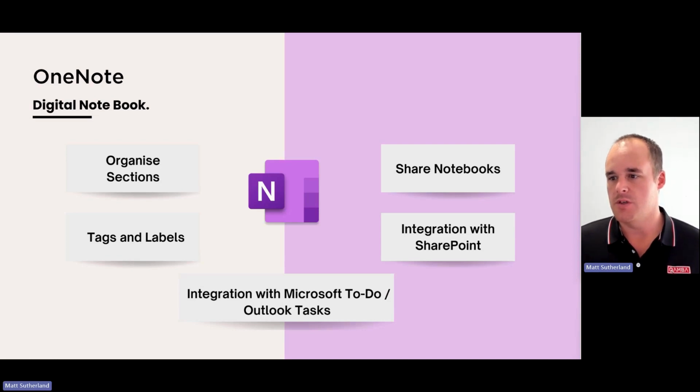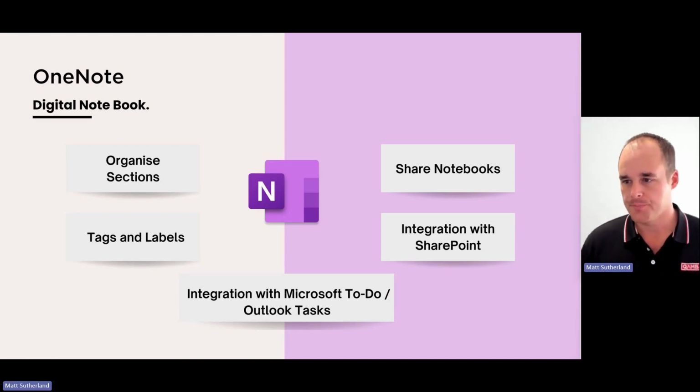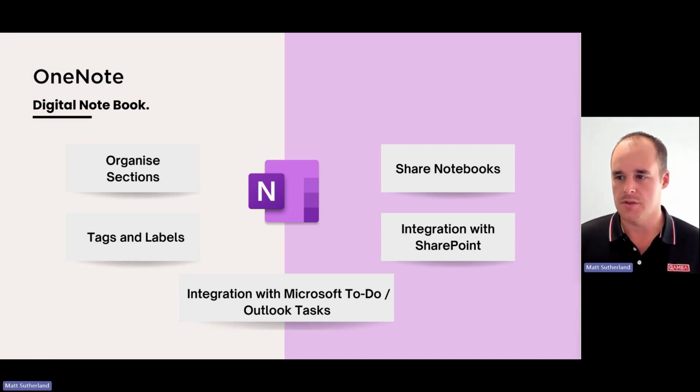Essentially, it's a digital notebook. You can have different sections, pages, sub-pages, and so on in order to organize it how you like. That will vary depending on the person. Tags and labels are really useful to highlight important points and organize information within those digital workbooks. So they're quite good.